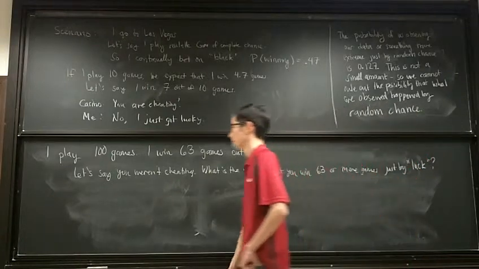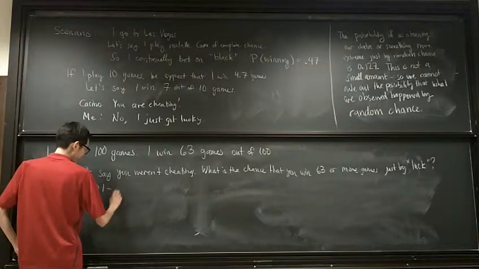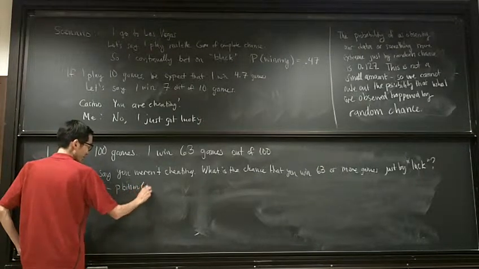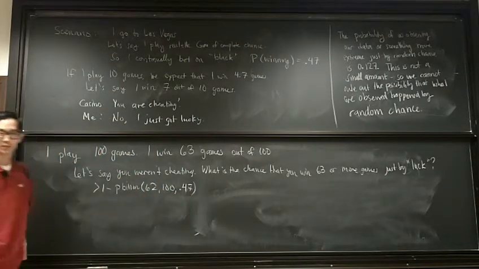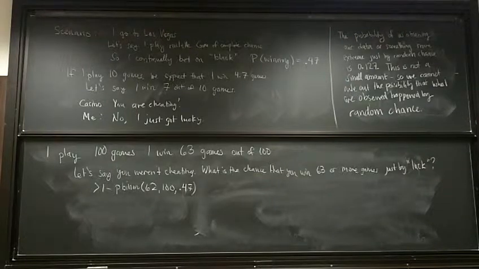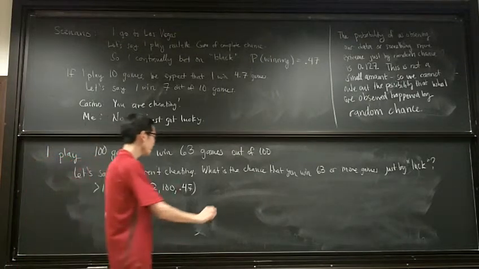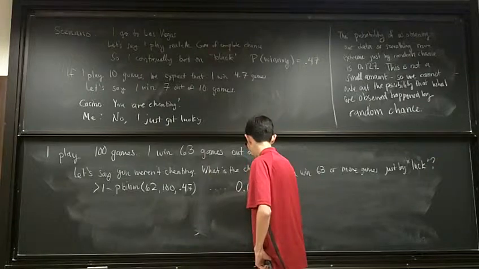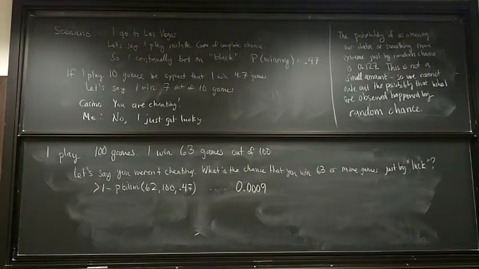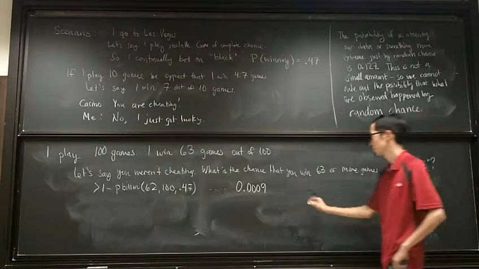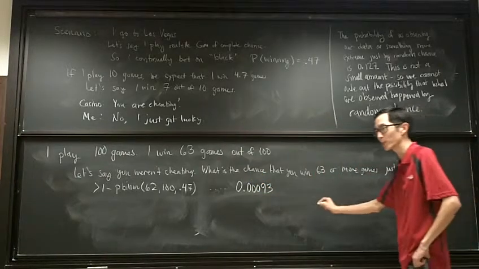Okay. So, how can I get this number? He says, I got R on my computer and I do this, right? 1 minus pbinom. What does this number turn out to be? Okay, so this is less than 1 in 1,000.